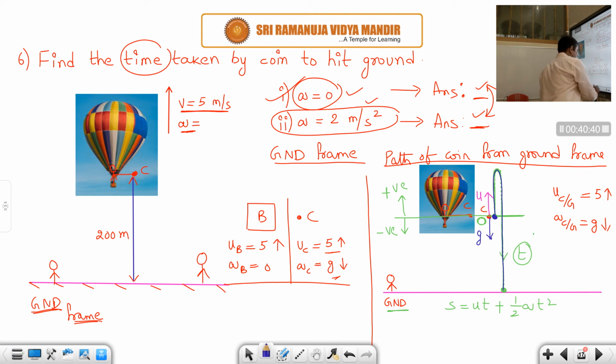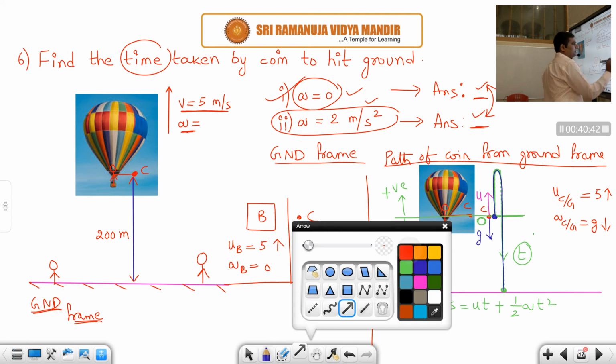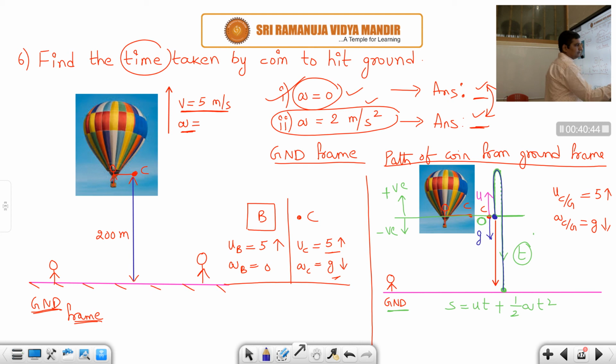It is nothing but the shortest path. What is the shortest path here? This one, this red color arrow. How much is this distance? 200 meters. Okay, students, 200 meters.